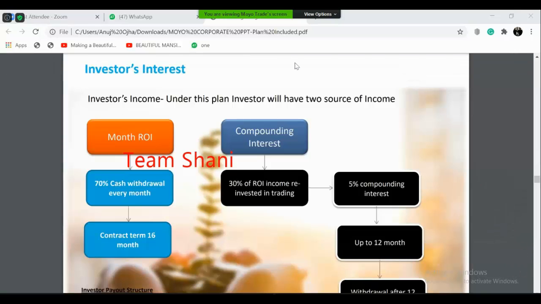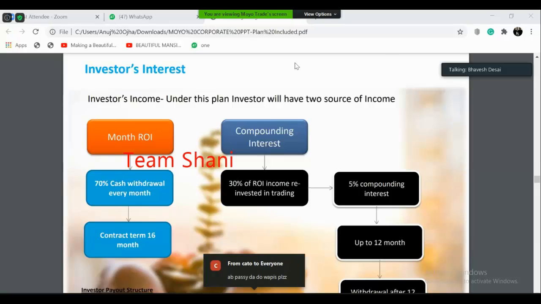Going forward, this 12 months that we are showing you right now, we're going to try to bring that to 8 months also. So instead of waiting for 12 months, they can withdraw at 8 months. And then going forward, we will try to bring that to even a quarterly kind of thing, every 3 months. This is what we will do. But right now we have kept it at 12 months, so that is what we're going by, 12 months, or you can do 16 months.